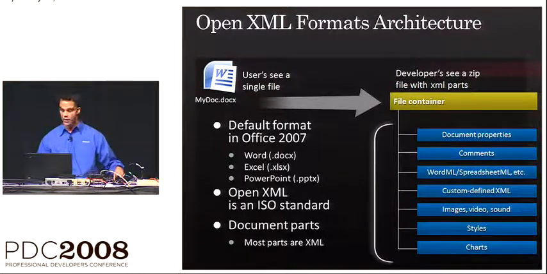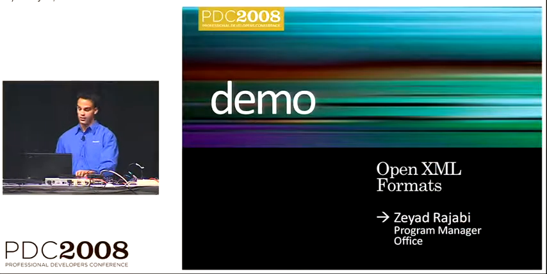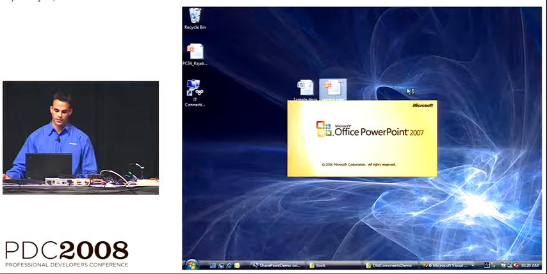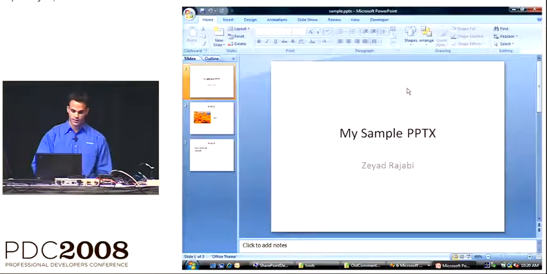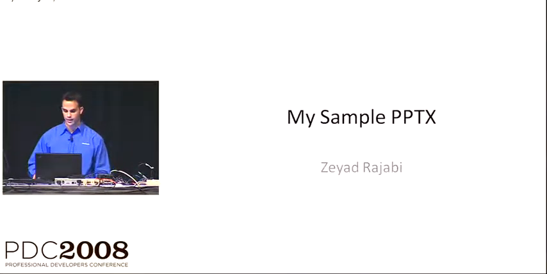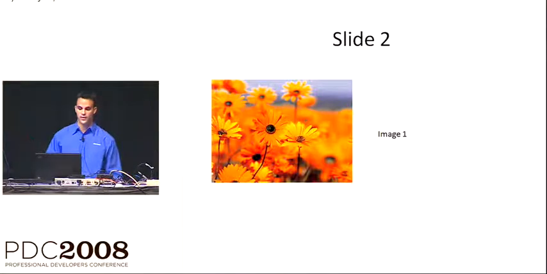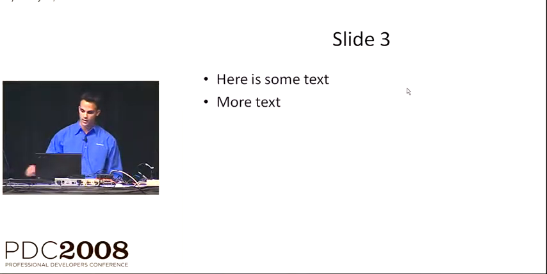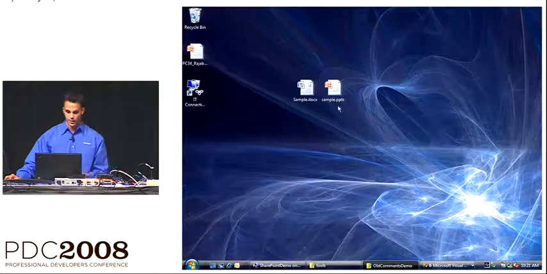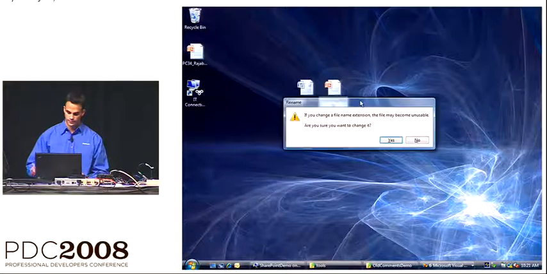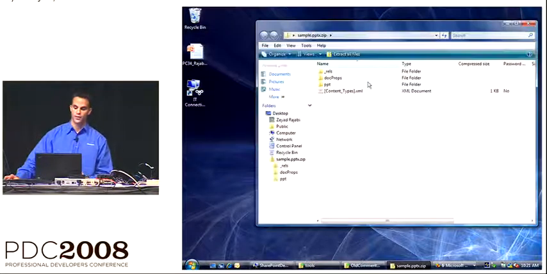To show you what I mean about OpenXML file formats, I'm going to crack open a zip file. Here I have a sample PowerPoint file, and it consists of 3 slides. There's just the title slide, my sample PPTX. The second slide contains an image with some text, and the third slide just contains some additional text. Right through the shell, I can rename it into a .zip, and through Windows Shell, I can open up the file.